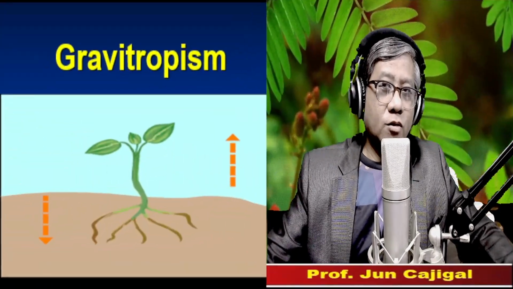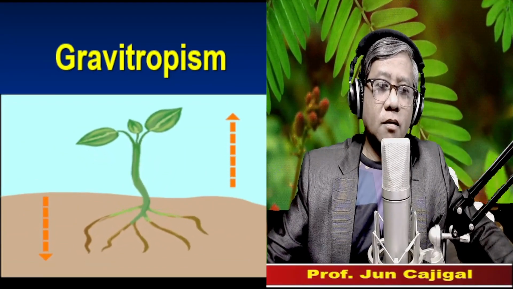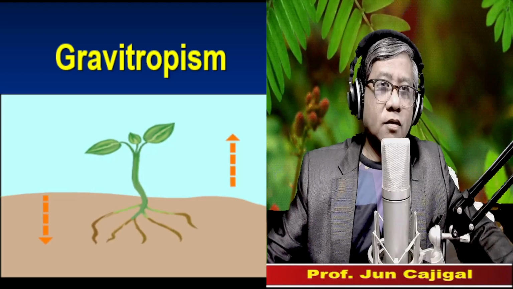Now that is really an interesting video about phototropism. Now, another type of plant movement or tropism is known as gravitropism, or the response of the plant towards gravity.